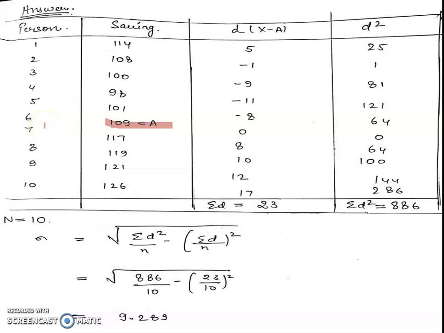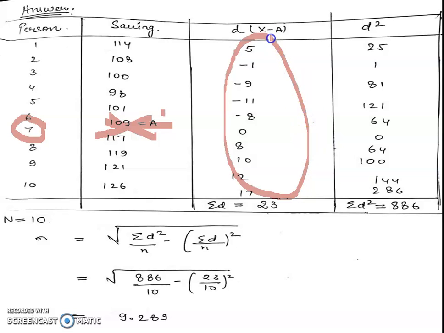So what is the assumed mean we have to consider? 7 is the assumed mean, not a. So we derive it. 7 is the assumed mean. 7 minus 1, 2, 3, 4. And so we derive the final answer in this form.